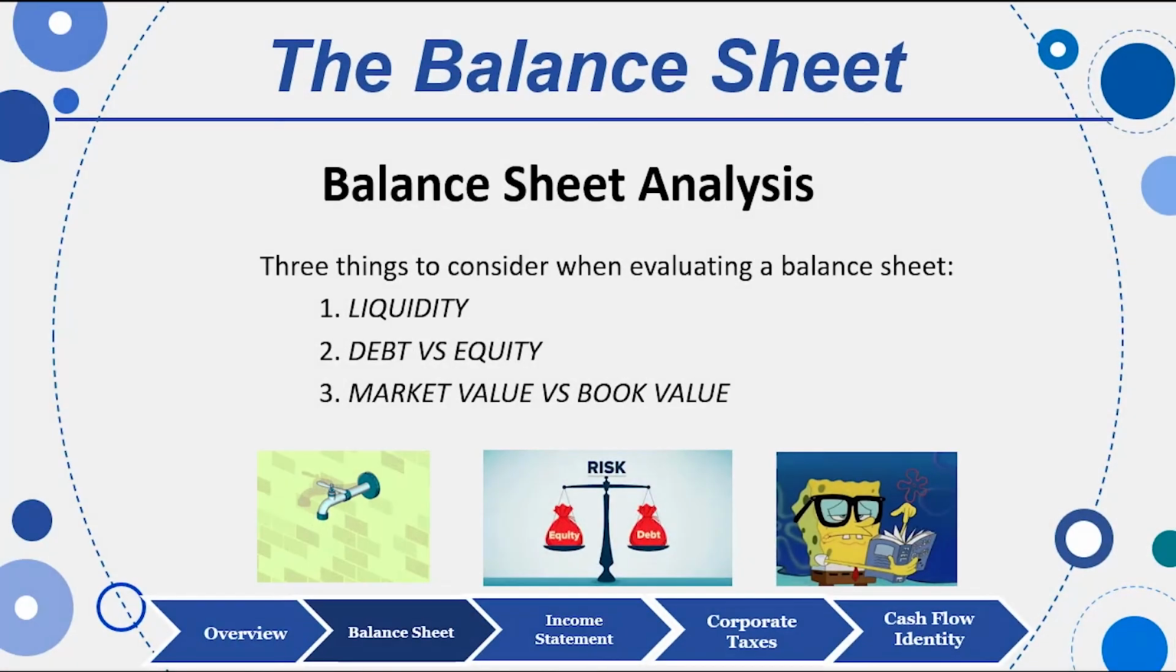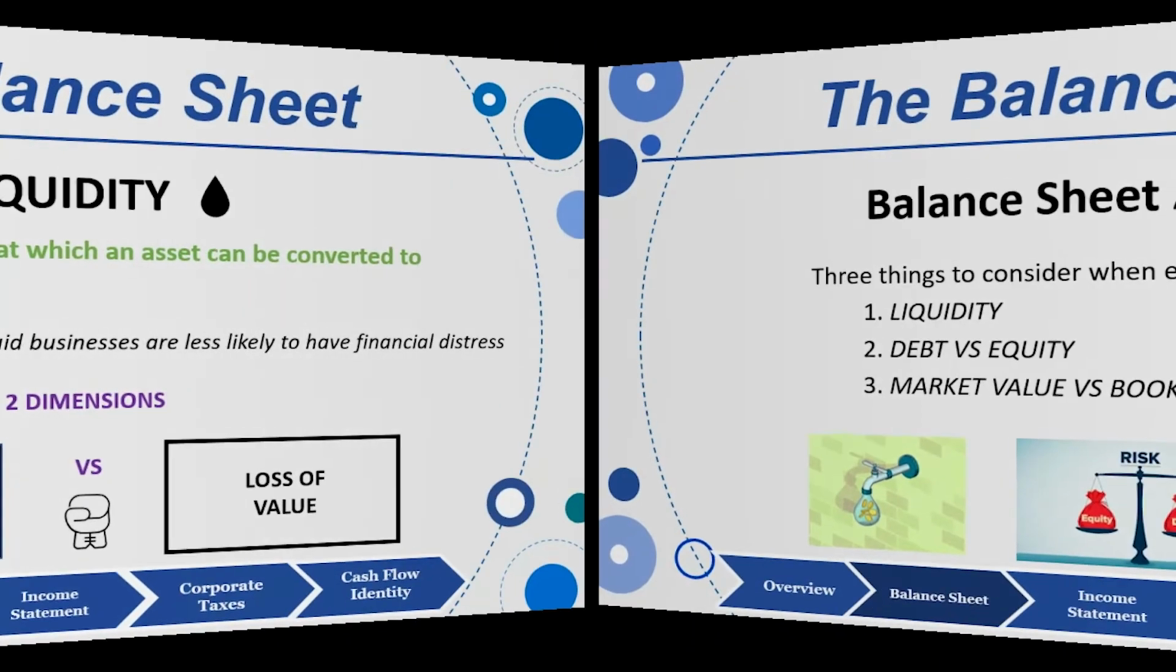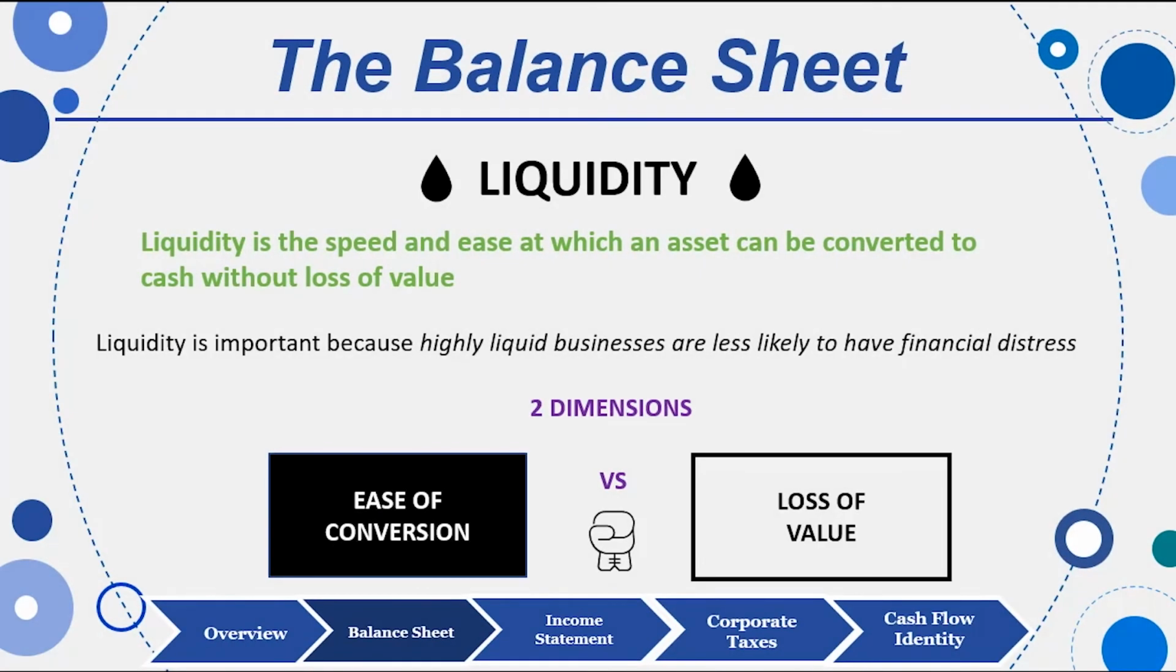When I look at a balance sheet, I want to look at three things: liquidity, how liquid is the company, how much debt do they have versus equity, and what is their market value versus their book value. Have they increased their book value from when they started the company to today's market value, or has it decreased, in which case the company would be in trouble?